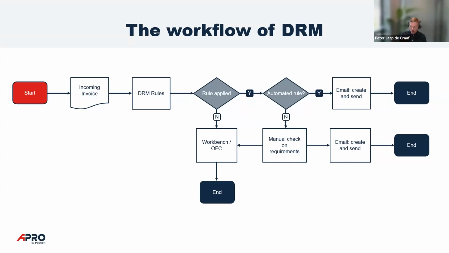If there is no rule applied and the invoice is totally fine, it will go like any other invoice. It could go to the workbench or straight into Oracle Financials Cloud if you have straight-through processing active for this invoice. So there are several workflows that you could have in the DRM that could apply, and that's all based on setup and ruling that you activate within our application.